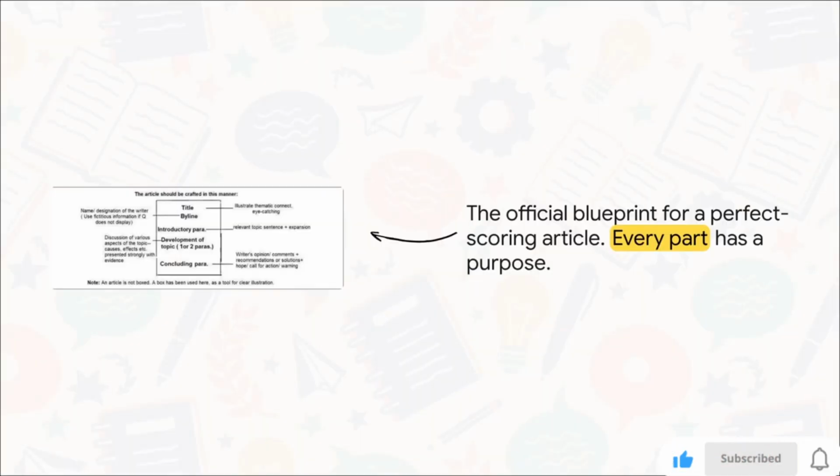And check this out. This is the official blueprint right here. Look closely at how each part is laid out. The title? It's gotta be eye-catching. The byline? That gives credit where it's due. The intro paragraph is all about hooking the reader. And then the next paragraphs build up your argument with facts and examples. And then finally, the conclusion just ties it all together beautifully. This isn't just some random format. It's a proven formula for clear communication.